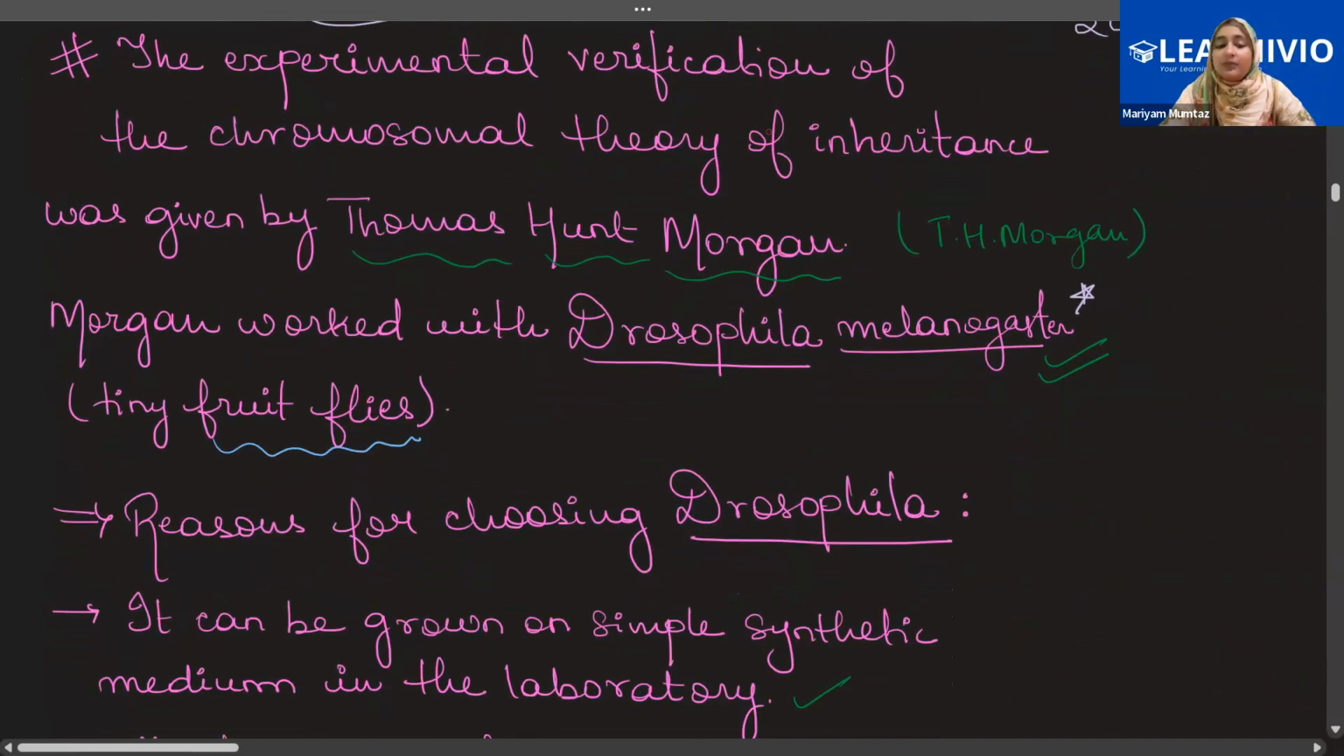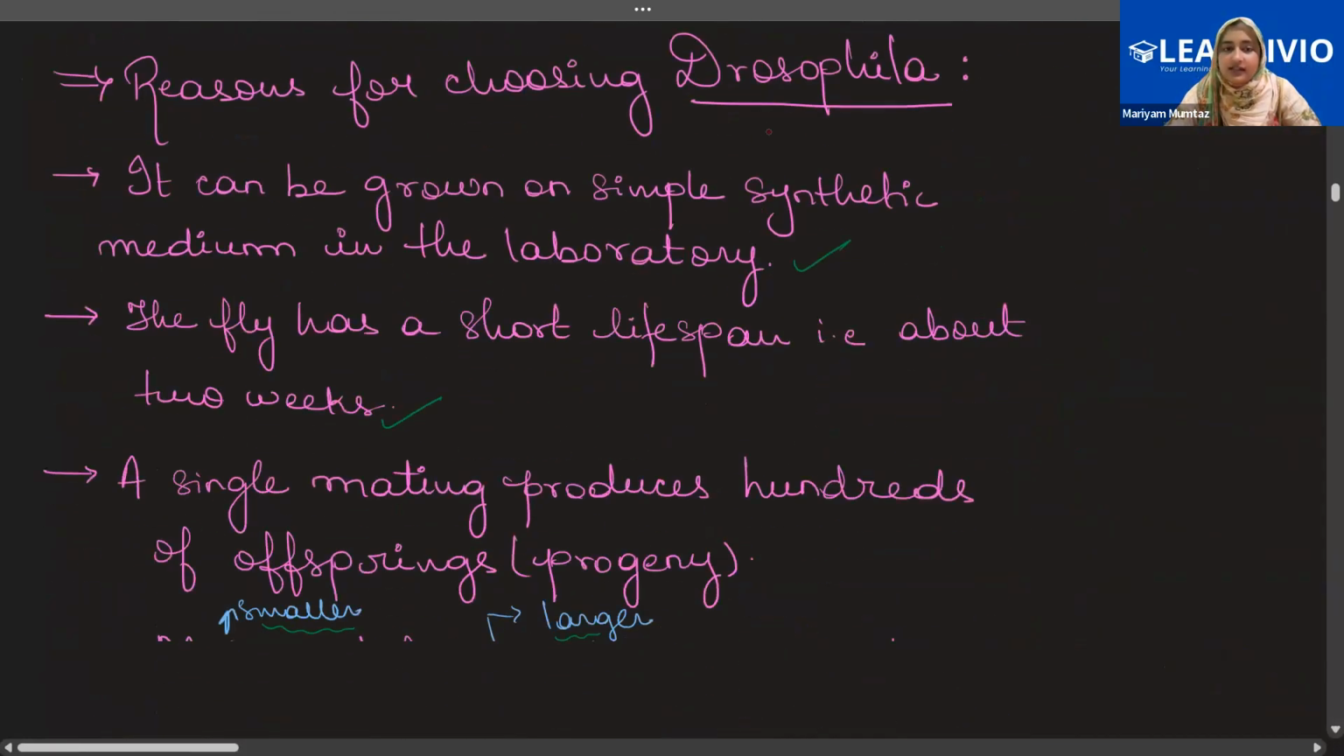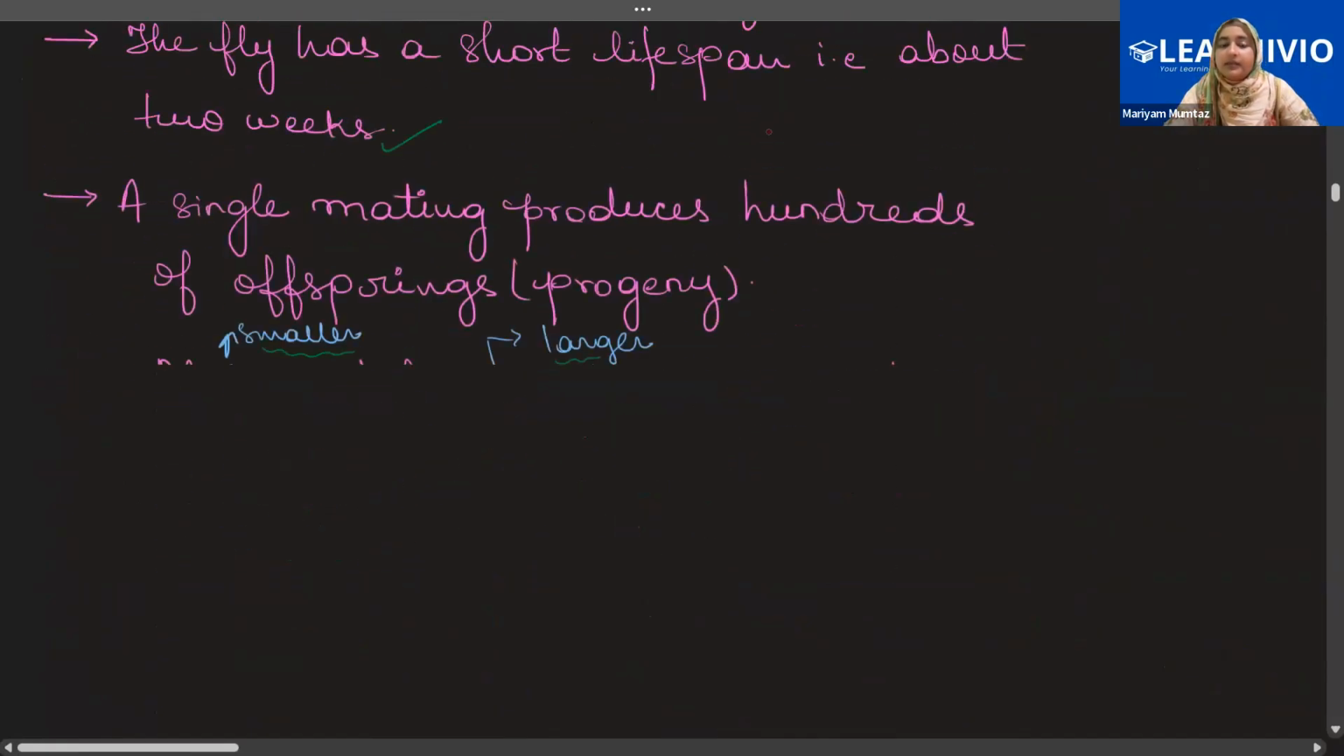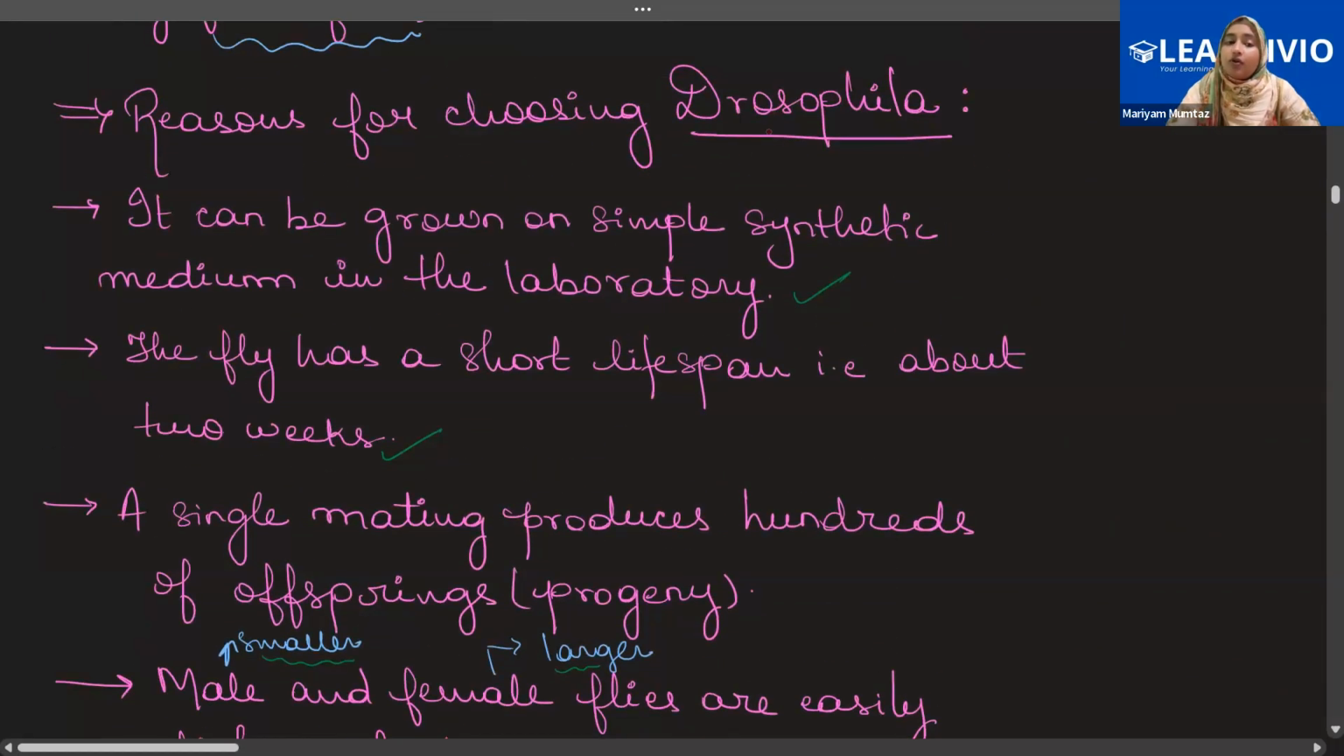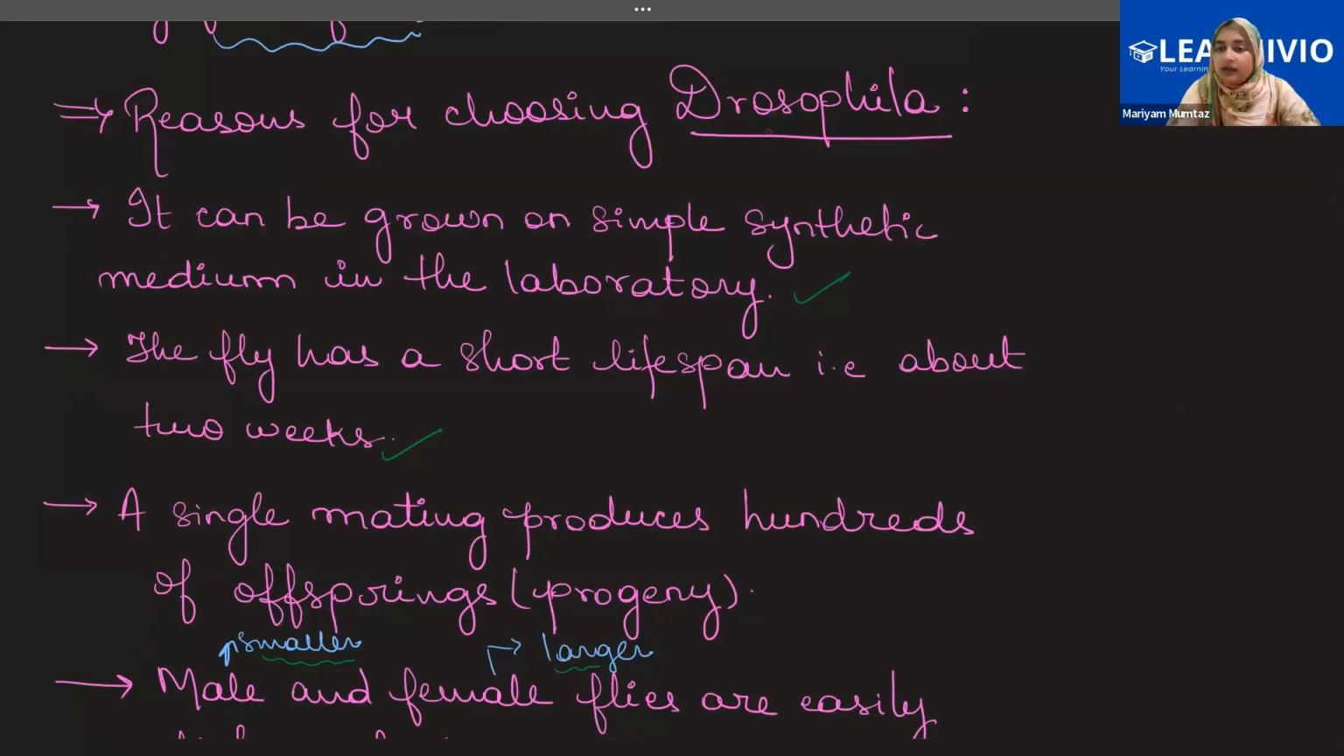Now again comes the question: why not any other animal? Why only this one? The reasons: a short life cycle. The biggest reason is that you can grow Drosophila on a synthetic medium, in the lab. They don't require that much attention or care. Their lifespan is very short, they live for just 2 weeks, and within those 2 weeks they produce hundreds and hundreds of offspring.